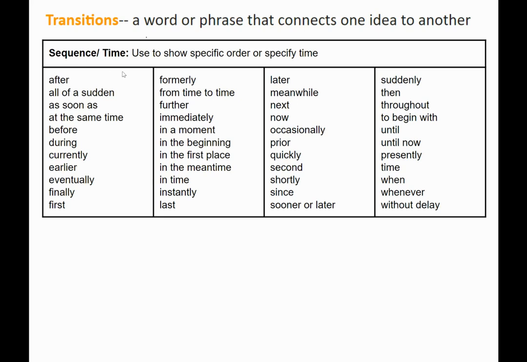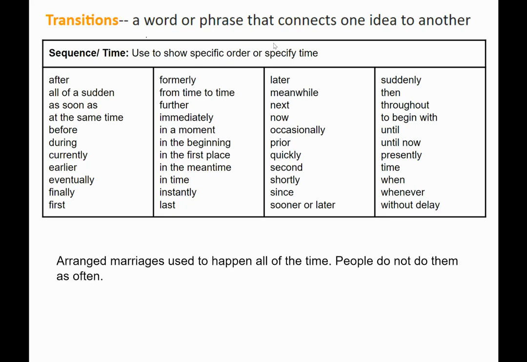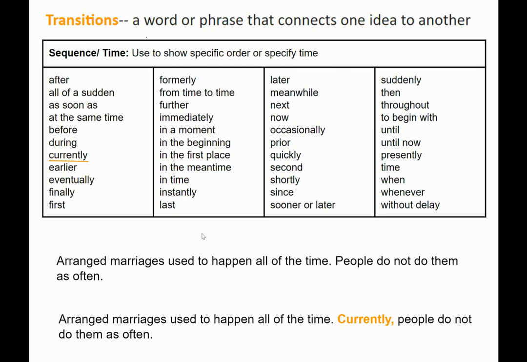So, sequence transitions have to do with specific order or they specify time. So, if your sentence was arranged marriages used to happen all the time and people do not do them as often, I would add a transition to say currently. Arranged marriages used to happen all the time. Currently, people do not do them as often. That connects these two ideas because this one happened in the past and this one is happening right now.